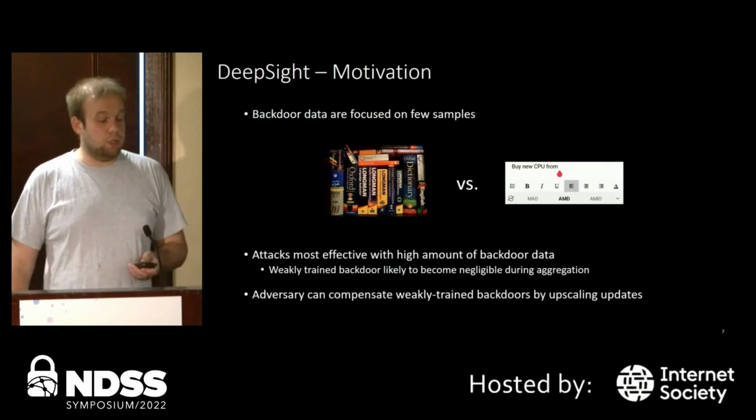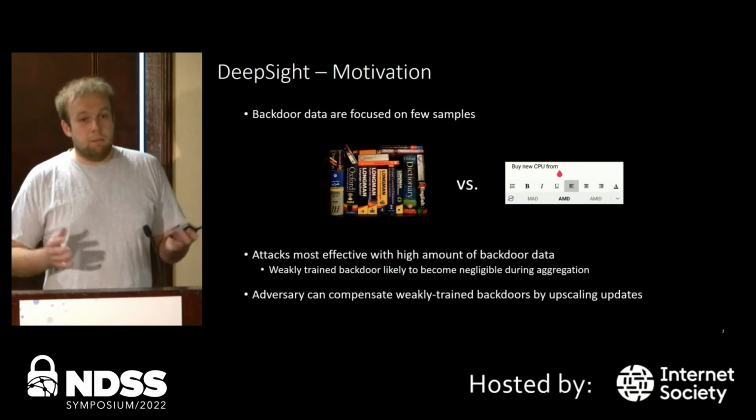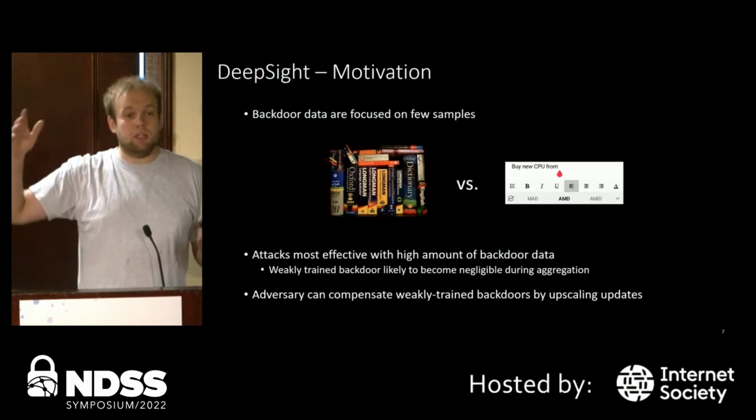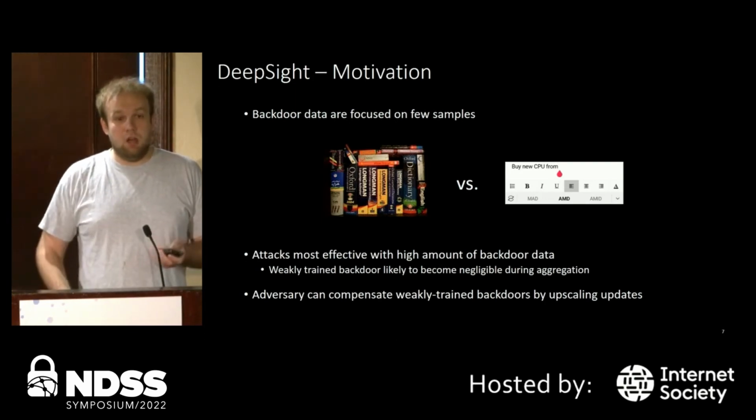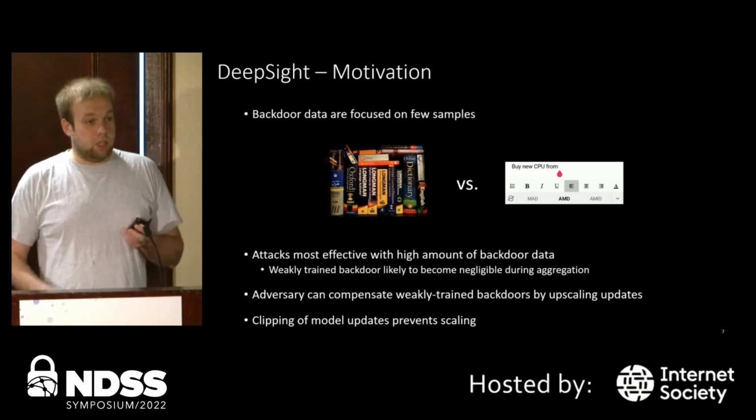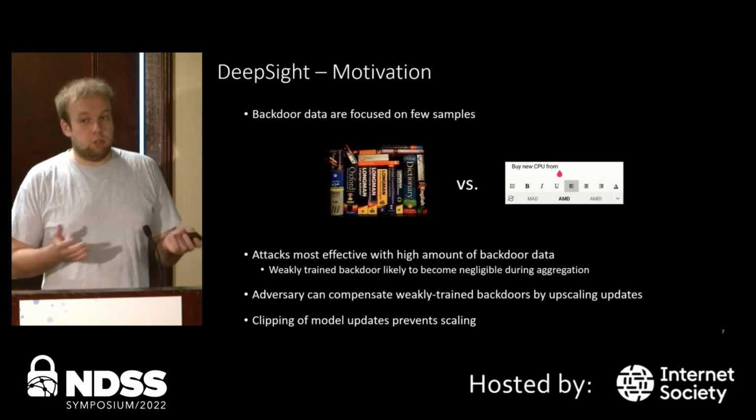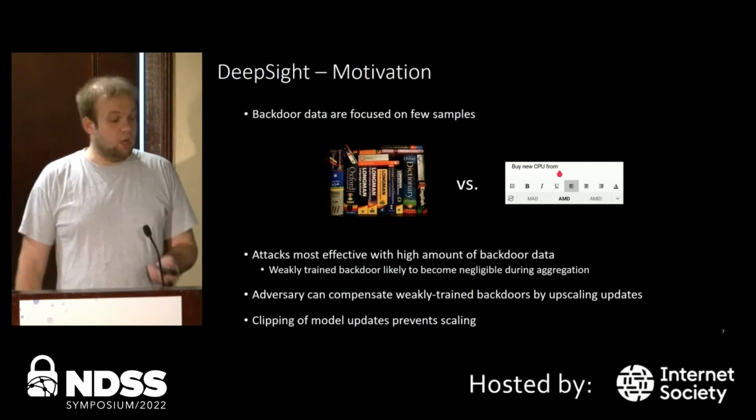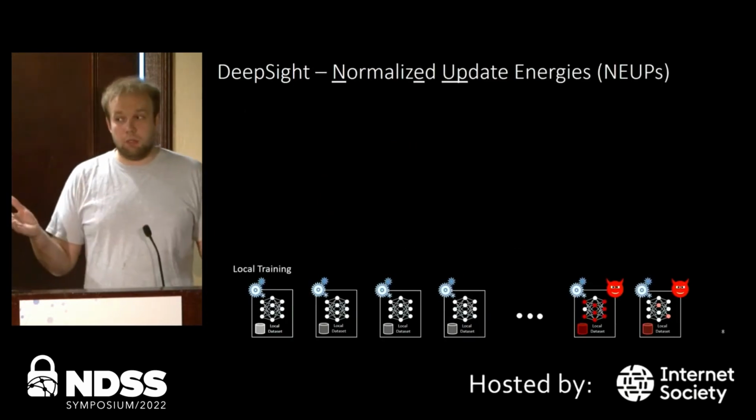Of course, the adversary can try to compensate for this by upscaling the model updates to boost the attack impact during the averaging. However, clipping, which is part of differential privacy, has been shown to be quite effective against these. So, how can we now use these observations?